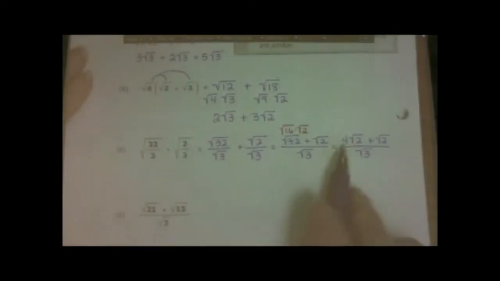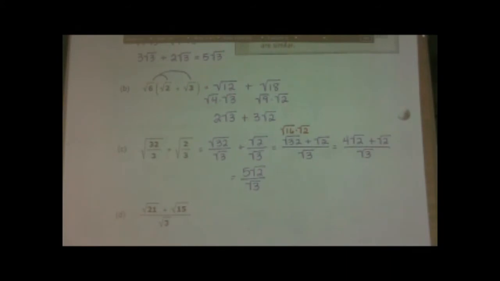All right? Now, we have like radicals in our numerator, so we can combine those. 4 square roots of 2 plus 1 square root of 2 gives us 5 square roots of 2. So we've got 5 square roots of 2 over the square root of 3. The only thing we got to remember is we can't leave a square root in the denominator. That means we'll have to rationalize our denominator.